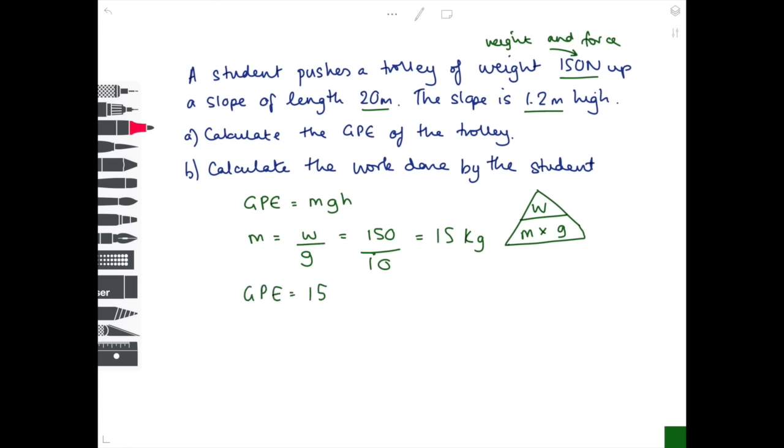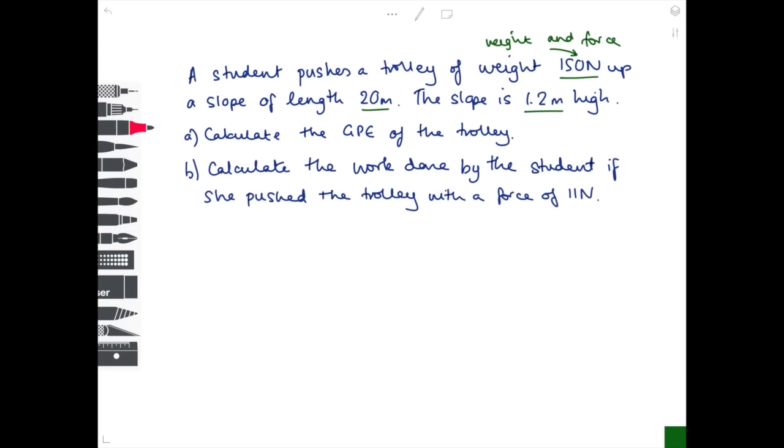So mass is 15, gravity I've just said is 10. The height, it says that the slope is 1.2 meters high, hence 1.2 is substituted in here. So once I've substituted that in, I get a value which is 180. It's an energy value, so it needs to be in joules. So I've rubbed the rest out so we've got more space.